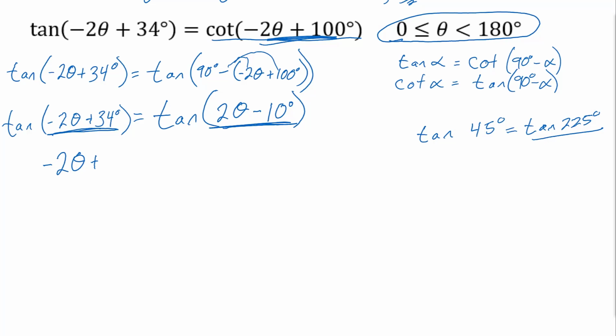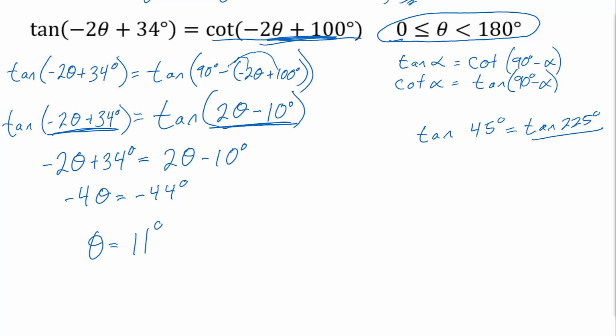Negative 2 theta plus 34 degrees has to be the same as 2 theta minus 10 degrees. That's the only way they can be equal, especially given that we're looking at 0 to 180 degrees. So now I've just got a linear equation I can solve. If I subtract 2 theta from both sides, I get negative 4 theta. And if I subtract 34 from both sides, I get negative 44 degrees. Dividing both sides by negative 4, I get theta equals 11. So theta is 11 degrees.